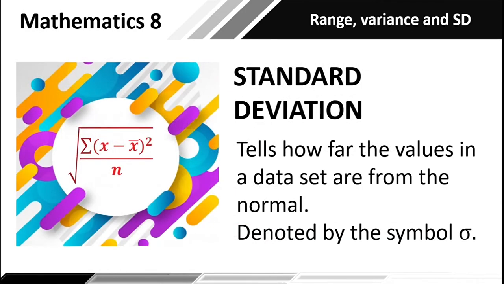Lastly is the standard deviation. Standard deviation tells us how far the values in a dataset are from the normal. It is denoted by the symbol sigma. The formula for standard deviation is the same as the variance, except it has a square root. So the formula for the standard deviation is the square root of our variance.